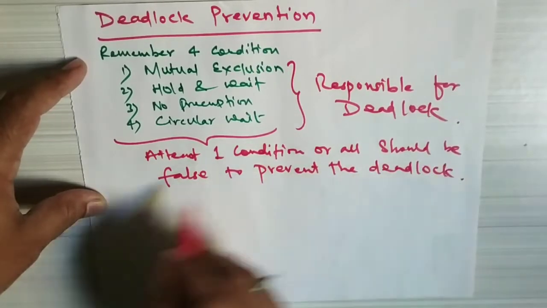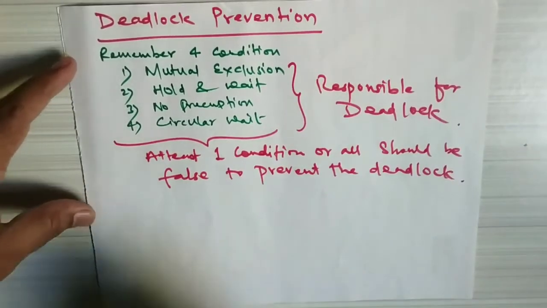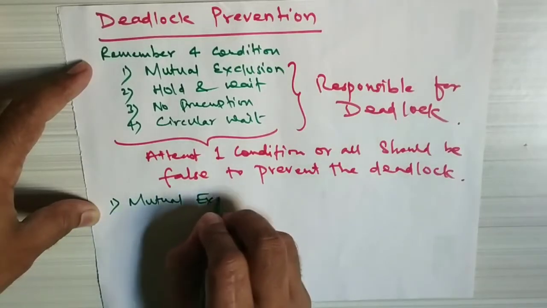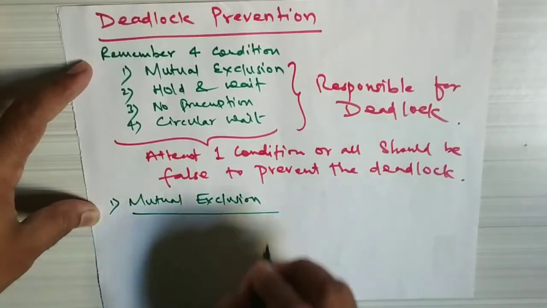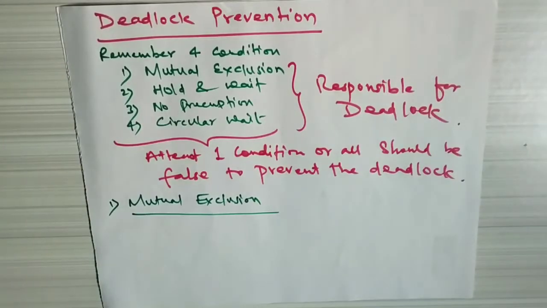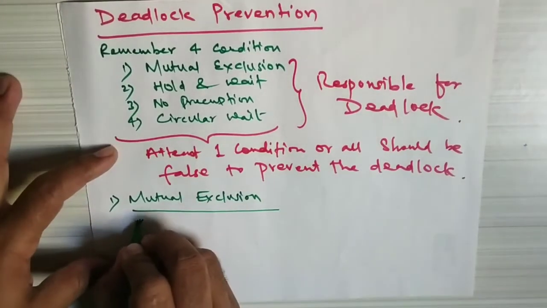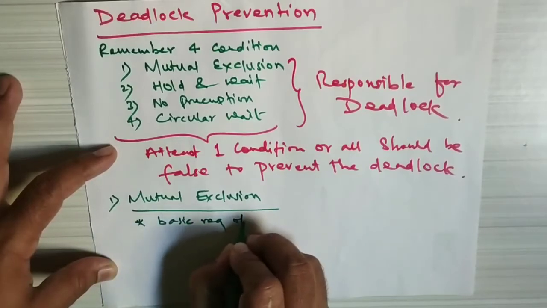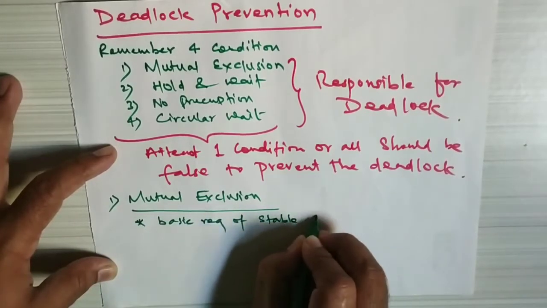So starting with the first one, how can we do it? The first one is mutual exclusion. How can we make this condition false? We know that mutual exclusion is the basic requirement of a reliable, stable operating system. So we can just write the point: it is the basic requirement of a stable operating system.